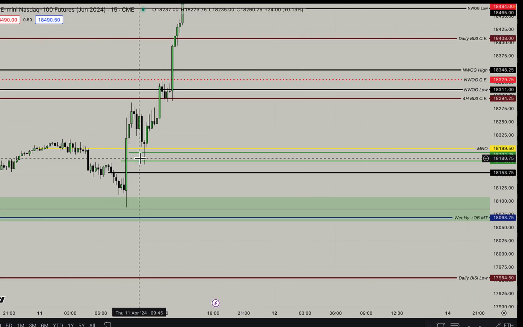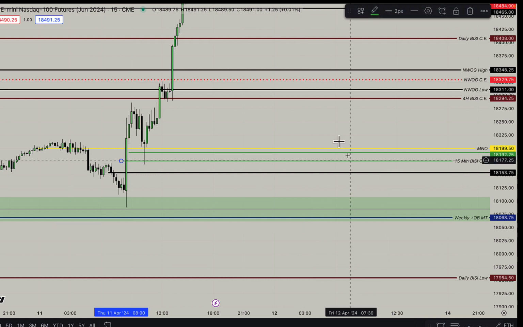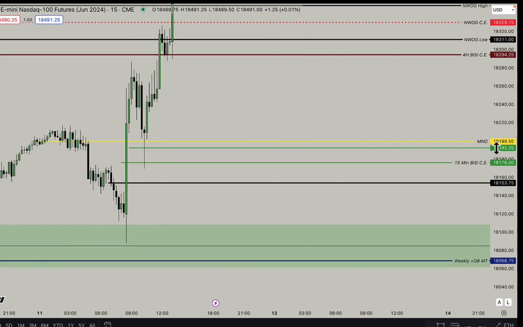We drop down into the consequent encroachment, and let's just go ahead and we'll label that for when we drop down into the lower time frames. 15-minute bullish. What am I doing, guys? 15-minute fair value gap consequent encroachment. That is how we label that. And if you guys can remember, this is the first quadrant of that fair value gap.